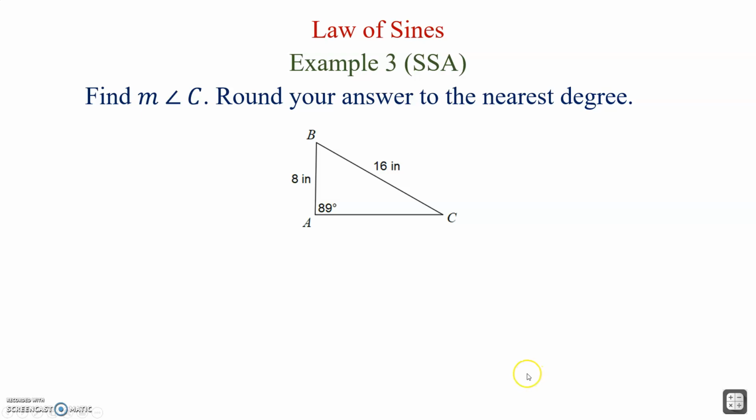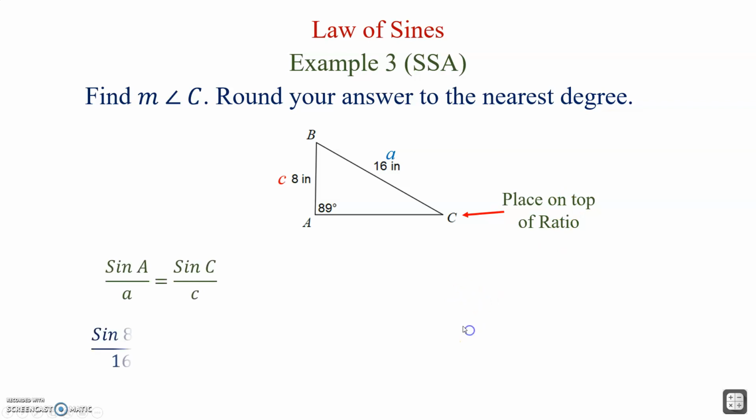Third example. Here we're trying to find the measure of angle C. So opposite of angle C was our 8, so there's our ratio. And we have angle A here, opposite of that, lowercase a. So we've got enough ratios to create our sine. Because we're trying to find the measure of angle C, that's what we put on top. Substituting the values in, again, cross multiply, yields 8 sine 89 equals 16 sine C. In this case, we've got to divide by 16 on both sides.